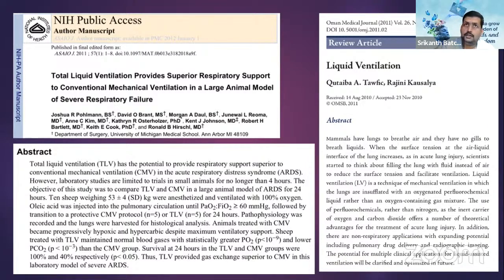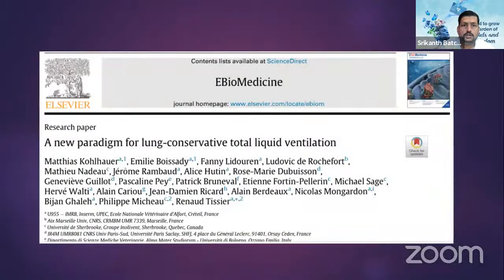The latest evidence we have is that it cannot be carried out for more than 4 hours. This is still the situation in recent times. Then there is this article published in Elsevier, accepted in August 2019. These authors have explored a new paradigm for lung-conservative total liquid ventilation.